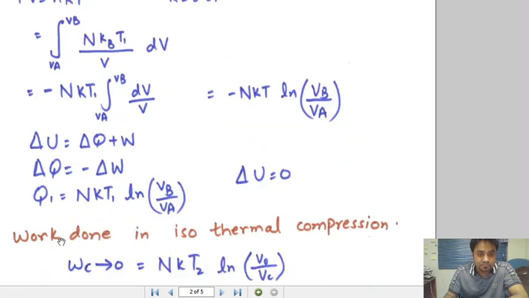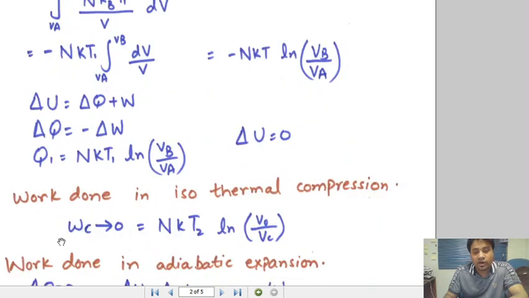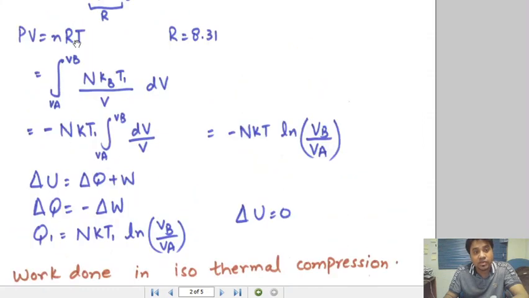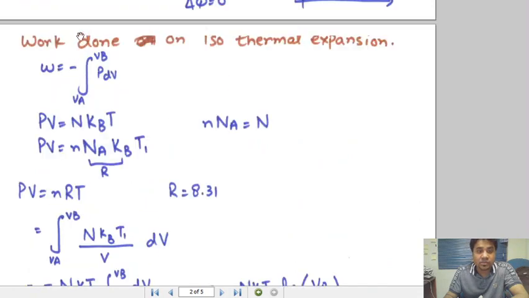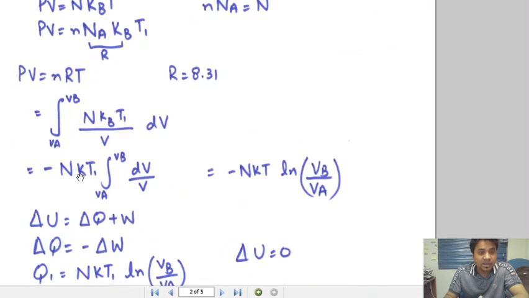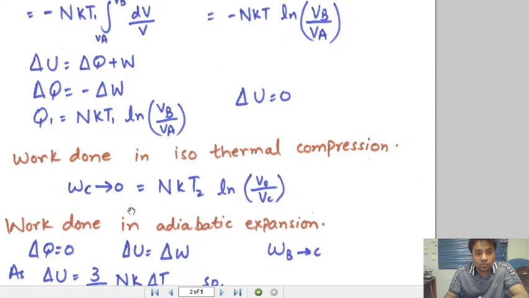So this is the work done during an isothermal expansion, and this is the heat which is added to this system. Similarly, the third step is also an isothermal process, an isothermal compression. The work done can be found by doing this similar calculation. And the work done from C to D, that is for isothermal compression, will be equal to nk_B T2 log of VD over VC.